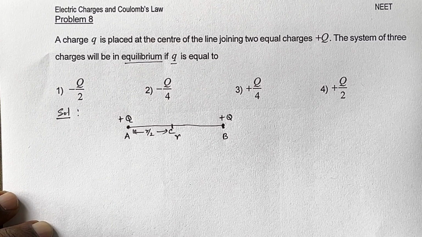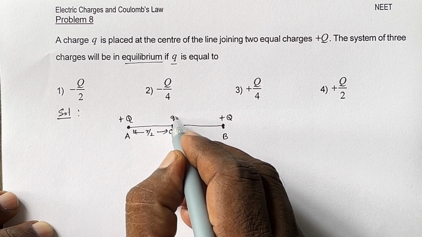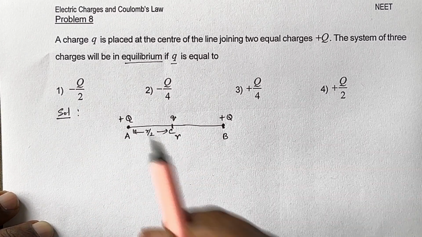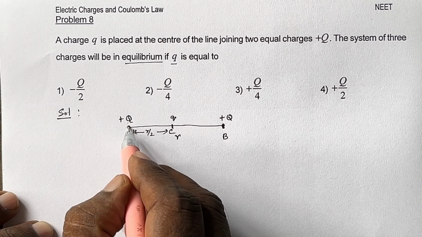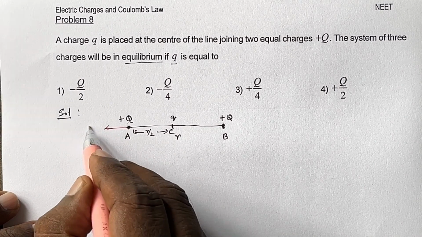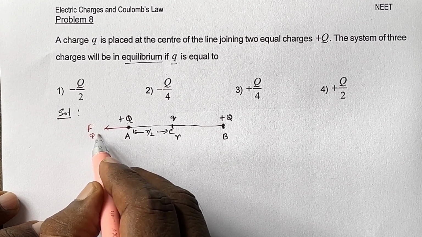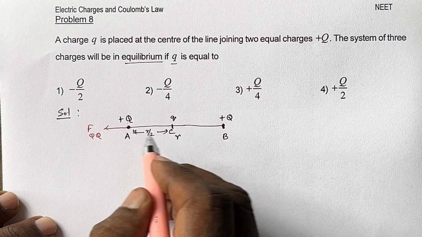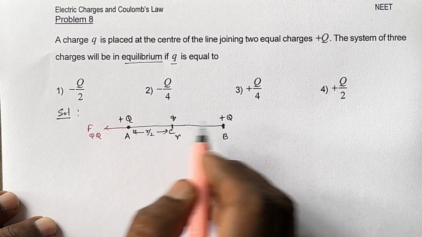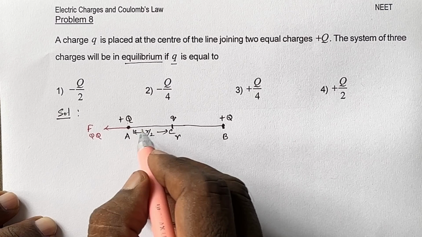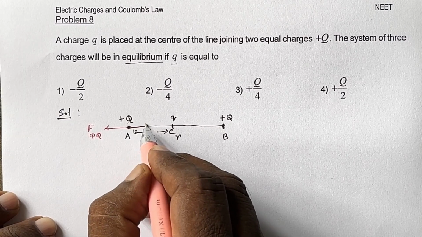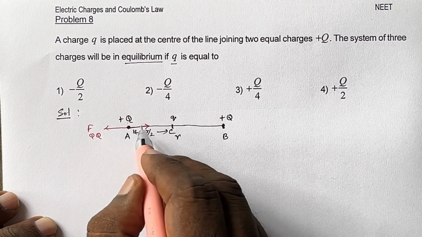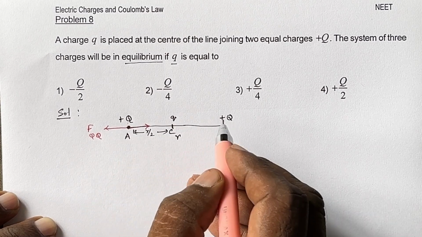A small q is there. So if three charges are in equilibrium, let us take this q. Here one force is acting on q. That force is because of capital Q. If all three charges must be in equilibrium, all three charges should be at rest. So some force must be acting in the opposite direction so that this q won't move. If this q is not moving, this q also does not move, this q also does not move.